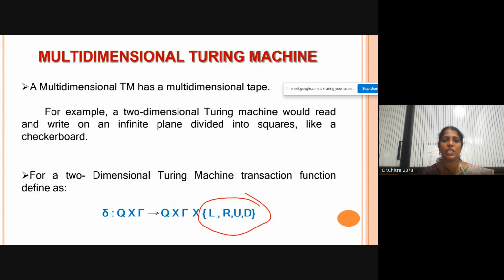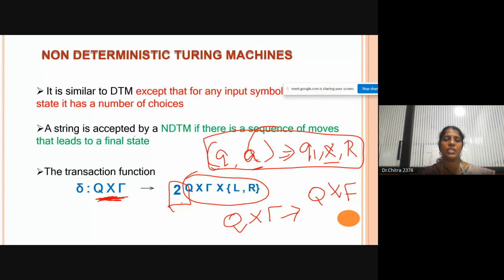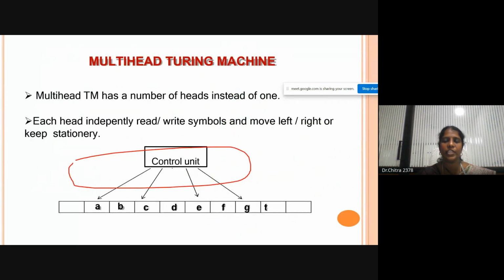A multi-dimensional Turing machine is similar to the multi-tape Turing machine, but only one head is there. It can be moved in 4 directions. That is the multi-dimensional Turing machine. And the next one is the non-deterministic Turing machine. If more than one move exists for a single state and a single symbol in the Turing machine, that is called the non-deterministic Turing machine. For a single state and single symbol, 2 power n number of moves are possible. And again, the next one is the multi-head Turing machine.